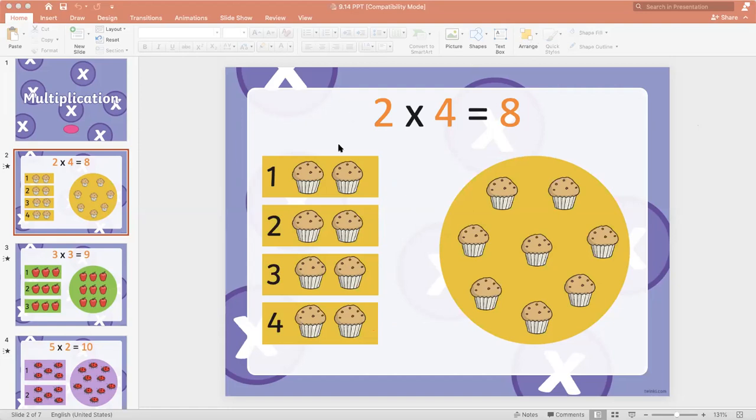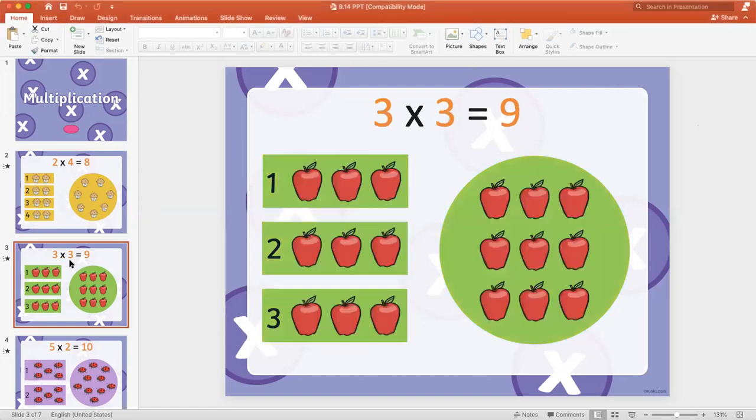Okay, so let's take a look at the second one. We have apples here. How many groups of 3 apples are there, Peng Peng? 3 groups of 3 apples. 3 groups of 3 apples, so that's why we can do 3 times 3 equals 9. Or if we use plus, can you tell me what that is? 3 plus 3 plus 3.